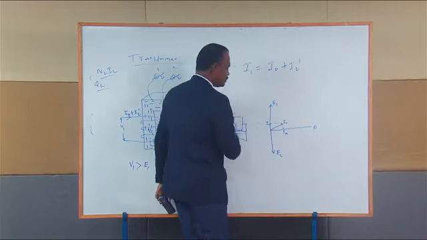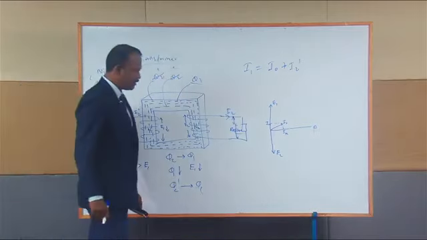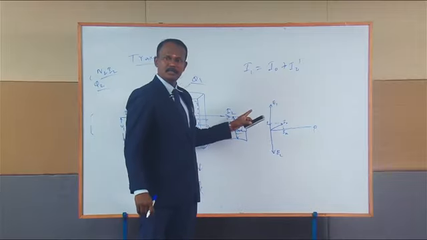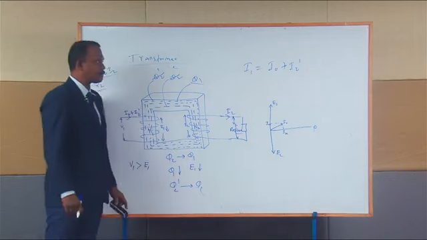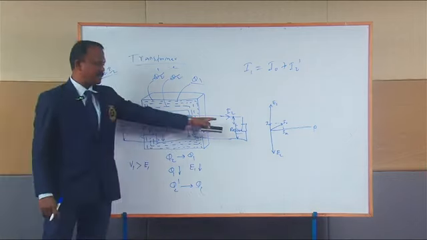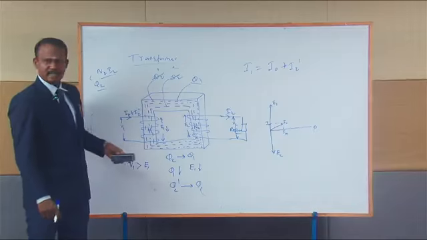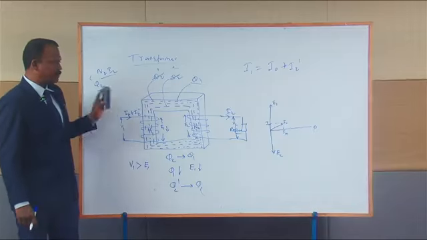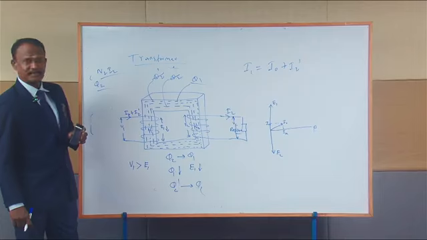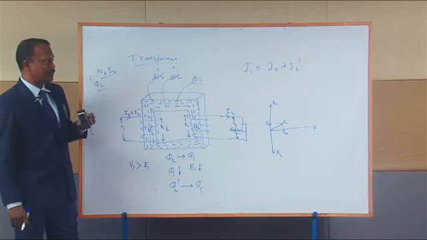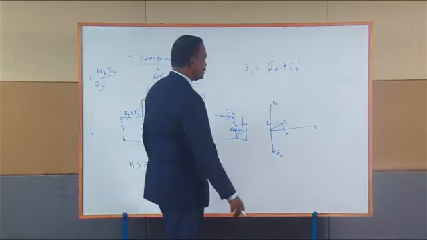I mu is the current responsible for circulating the magnetic flux, and IW is the current responsible for supplying the losses during the no load condition. And now after connecting the load, the current I2 will be circulating in the secondary of the transformer, and I1 is the current circulating in the primary of the transformer. If you want to draw the phasor diagram for I1, I1 is a vectorial sum of I0 and I2 dash.